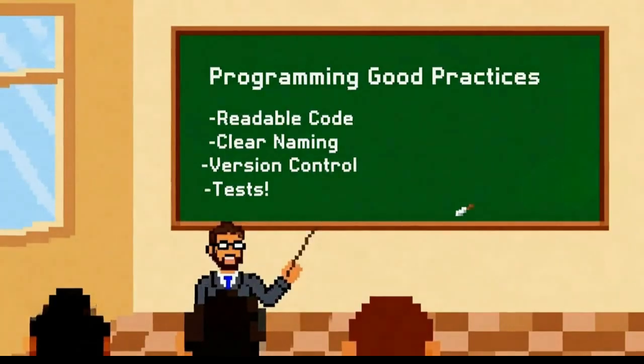Then we have Pascal case, which is named after the Pascal programming language, which itself was named after Blaise Pascal, the French mathematician from the 17th century. In Pascal case, every word starts with a capital letter, including the first word. So you'd have ThisIsAnExample, or MyClassName, or NumberOfIterations. This is commonly used for class names in many object-oriented languages.